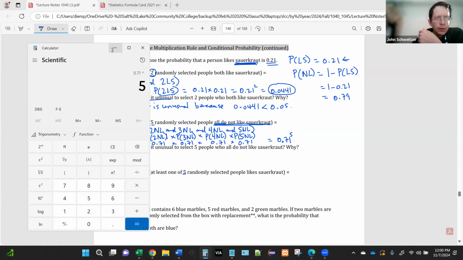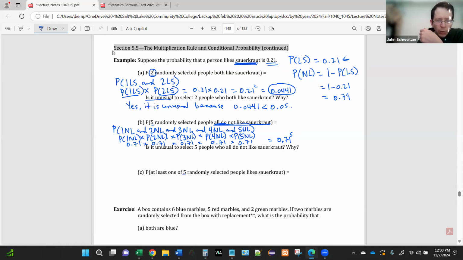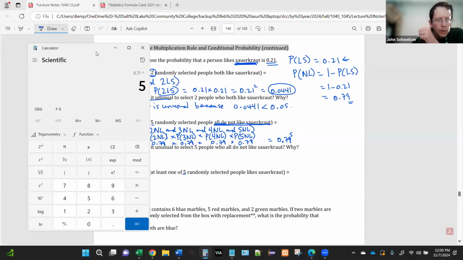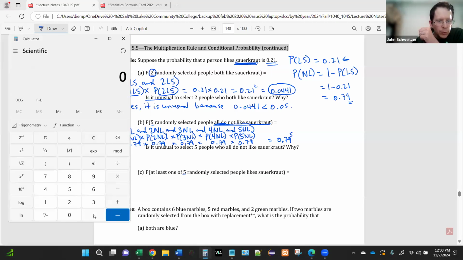Oh, sorry. My mistake. That's not 0.71. It's 0.79. I calculated it right, and then I started writing the wrong numbers over here. My apologies. 0.79, 0.79, 0.79. So if you were confused, then it's my fault. Okay, 0.79 there to the 5th power. Go back and do that again. Okay, so we're going to go 0.79. We raise that to the 5th power.